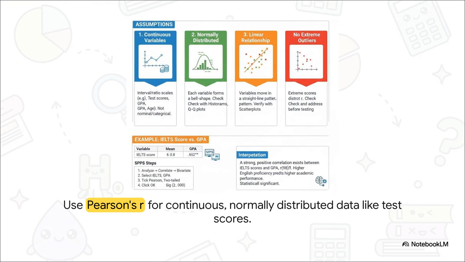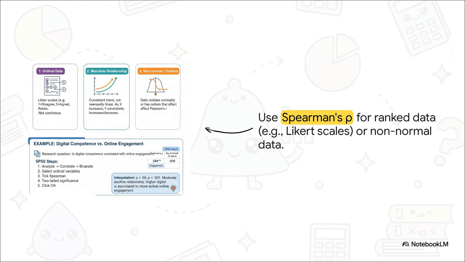It's probably the most common correlation test you'll ever see. But what if your data is a little different? Maybe you're working with survey data that uses a ranked scale, like strongly agree to strongly disagree. That's not continuous data. For that, or for any data that just doesn't follow a bell curve, Spearman's correlation is the right tool for the job.